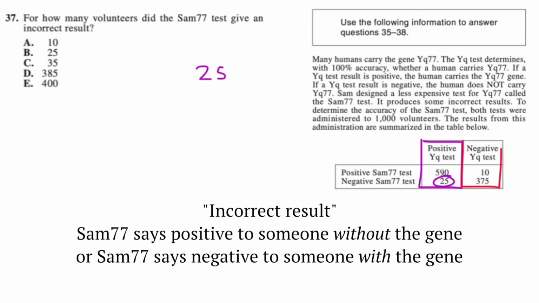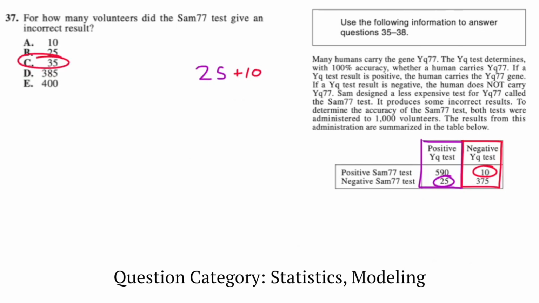We have these volunteers that we know are for sure negative on the YQ77 gene because they scored negative on this test. 375 of those people also scored negative on SAM-77, which is correct. But 10 of those got an incorrect test result. So let's add that 10. So the answer is C, 35.